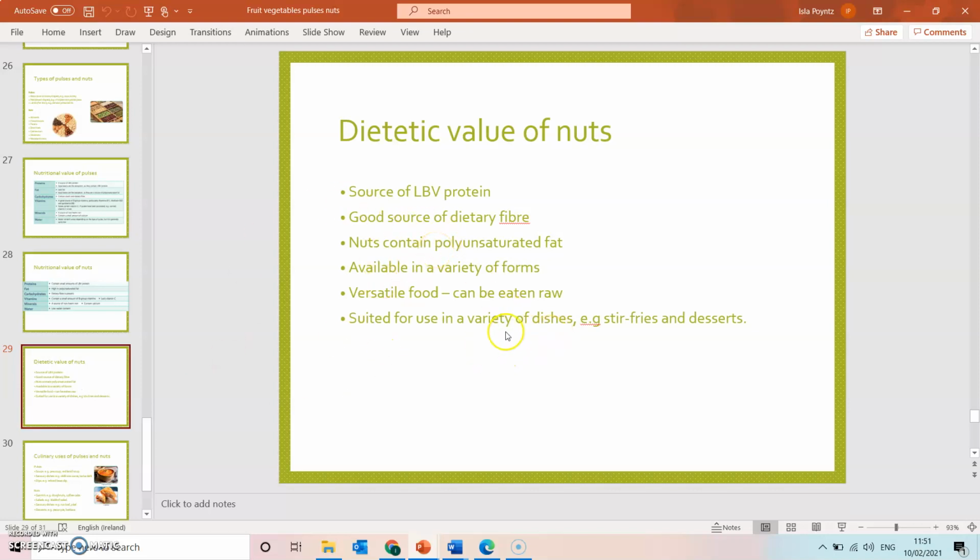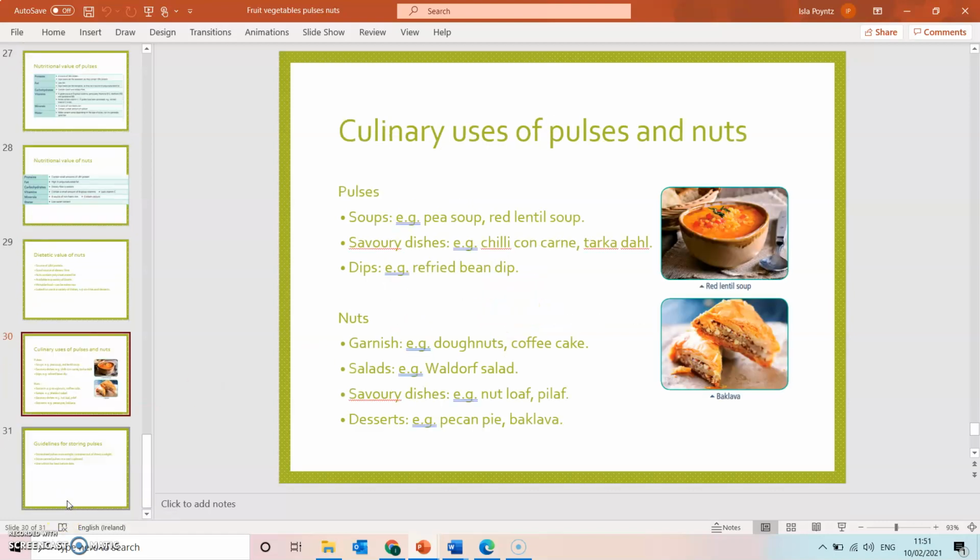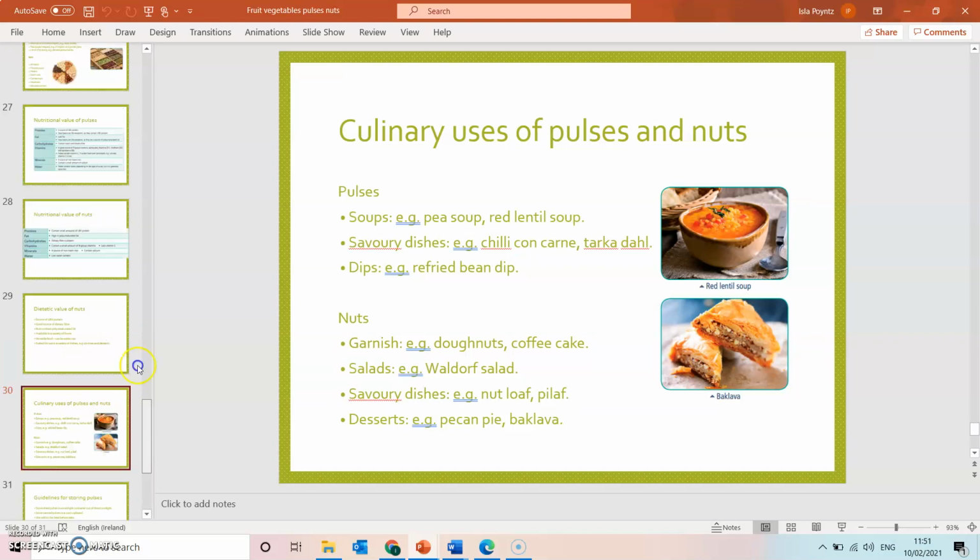And then you have the economy and versatility here. And then culinary uses of pulses and nuts, what they can be used in savoury dishes, soups, dips, and then nuts used in garnishes, as a garnish, salads, savoury dishes, so that's something that's not sweet, and desserts. Okay, so that finishes that chapter for you.